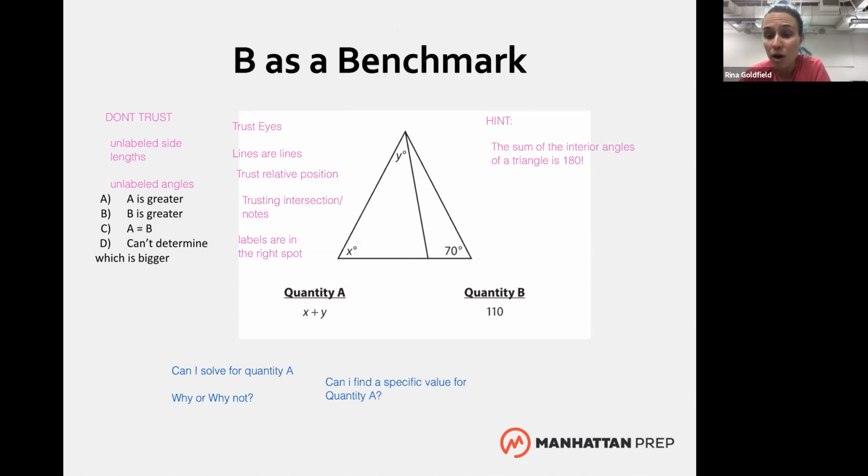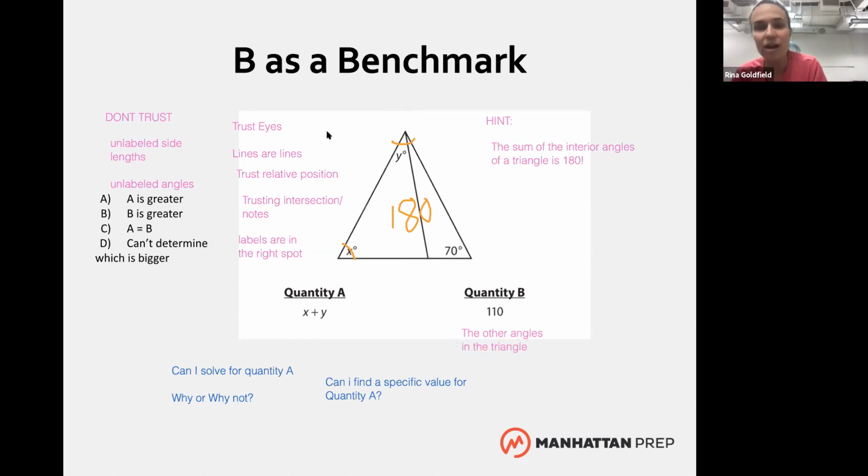So John is noting 180 minus 70 is 110. Great point, right? Our whole shape here, all the angles add up to 180. We take out that 70-degree bite that we have in the right-hand corner. That means this angle and this angle together equal 110. So I'm going to note that by quantity B. It's the other angles in the triangle.